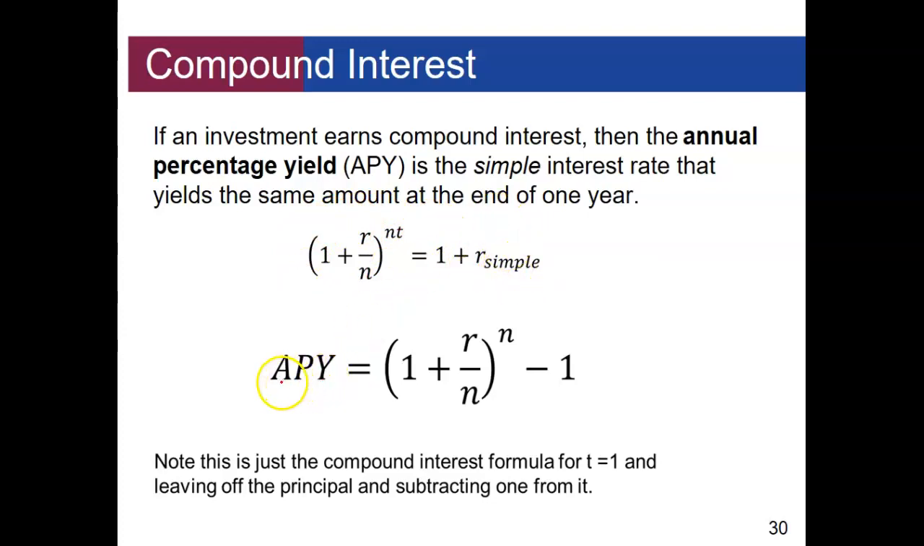Or another way to think of calculating your APY is to do 1 plus your rate divided by n, raised to the n, and then subtract 1 from it. So basically what you're doing is leaving off the principal because the principal is not really significant in this calculation, and we're considering it for time 1 year. So here our t would just be 1. Otherwise, it's basically the same formula you had worked with, except just take away the 1 at the end.